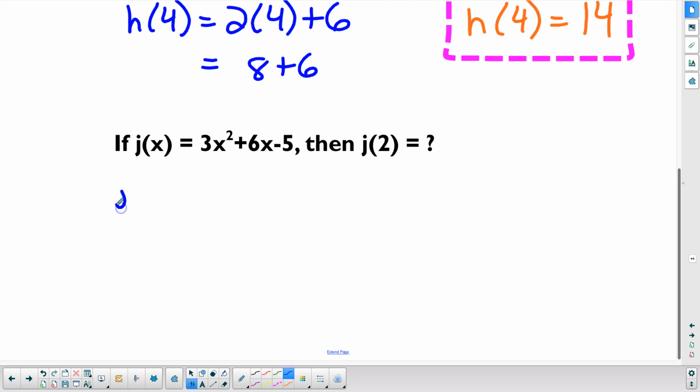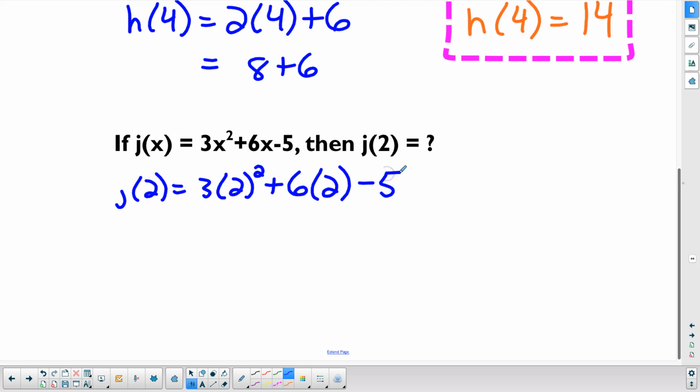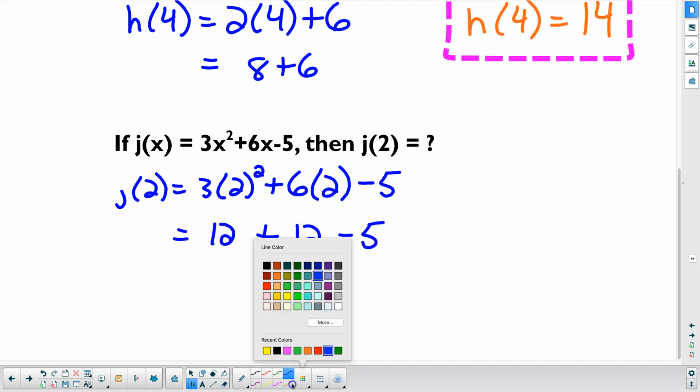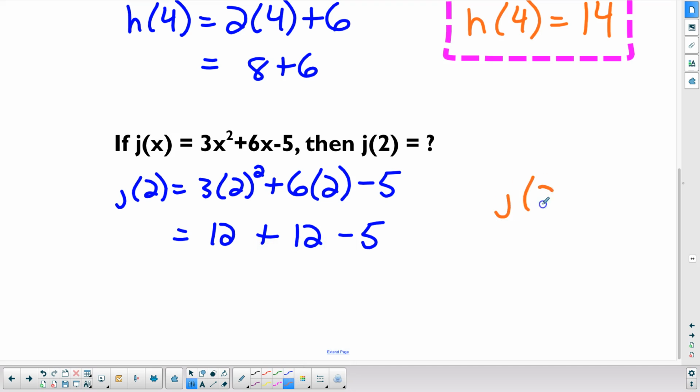So j of 2 is going to be 3 times 2 squared plus 6 times 2 minus 5. That's going to be 2 squared is 4, times 3 is 12. 6 times 2 is 12. 12 plus 12 is 24, minus 5 gives me j of 2 is 19.